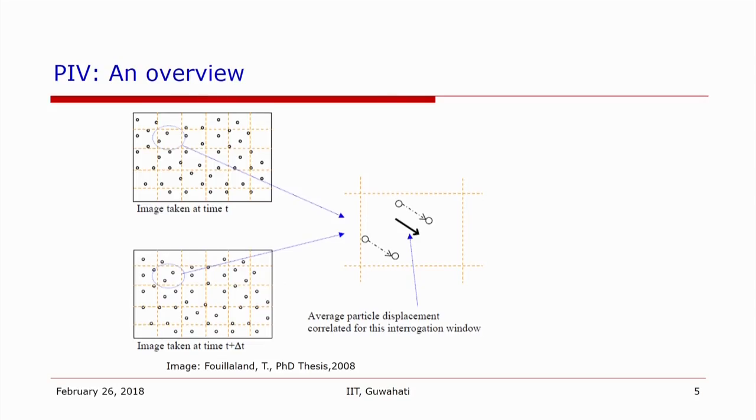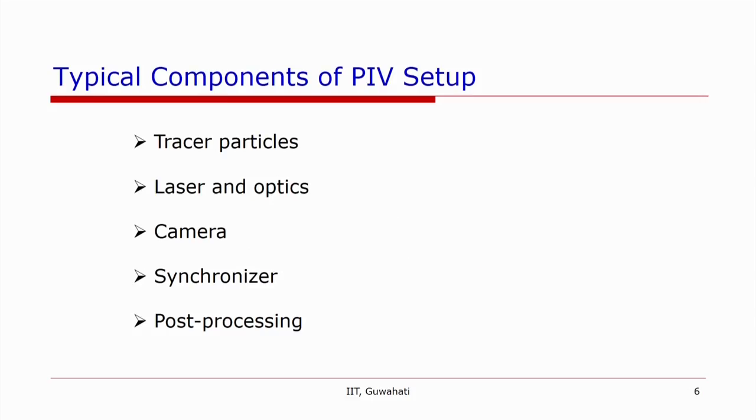Now, these two images which are taken at time t and time t dash, which is equal to time t plus delta t, are cross correlated, and from that the average displacement of the particle is obtained for each integration window. So, the local velocity field in each integration window is obtained by the cross correlation technique. Okay. So, by looking at this experimental setup, we can identify the main components of the PIV setup.